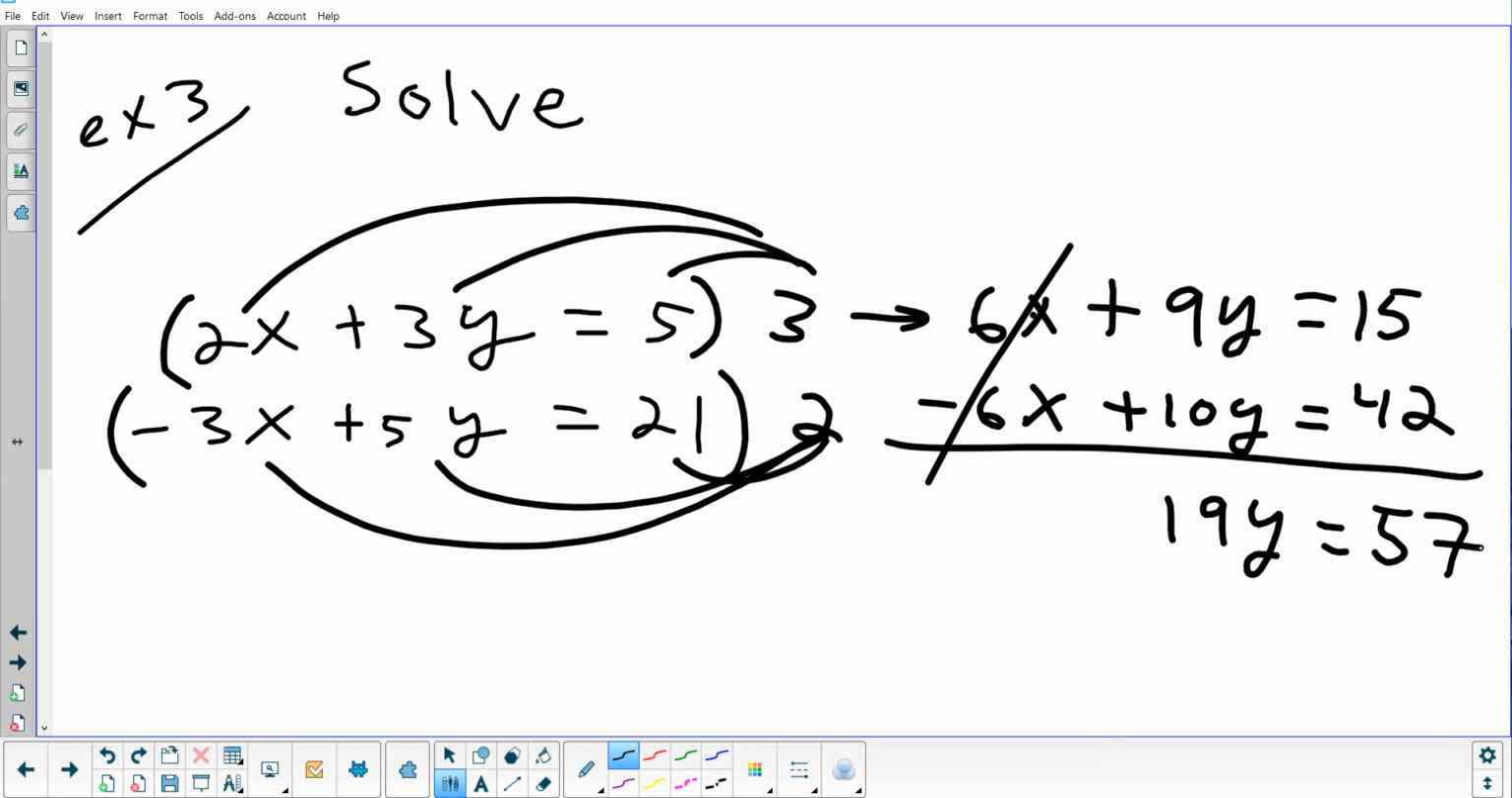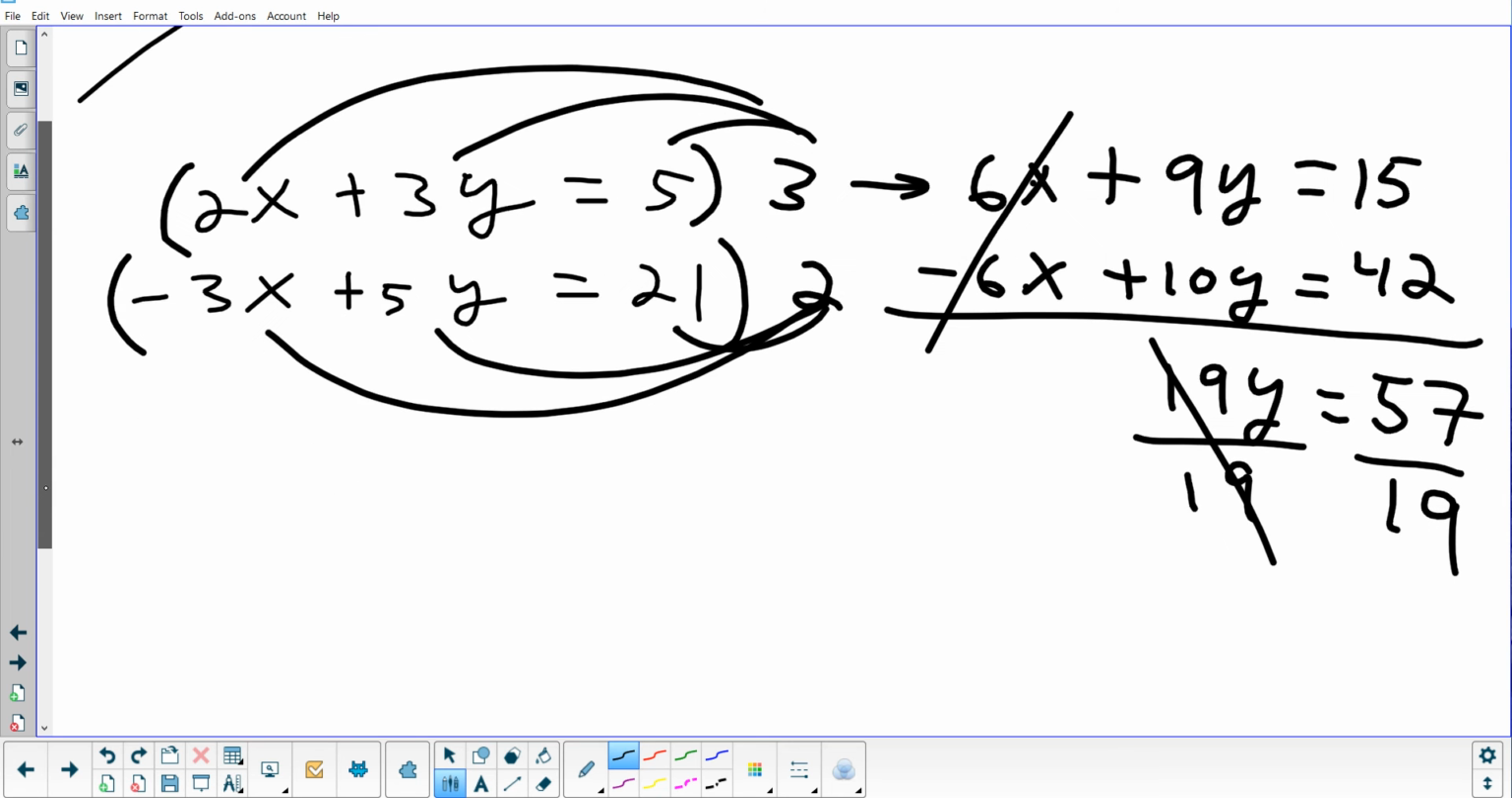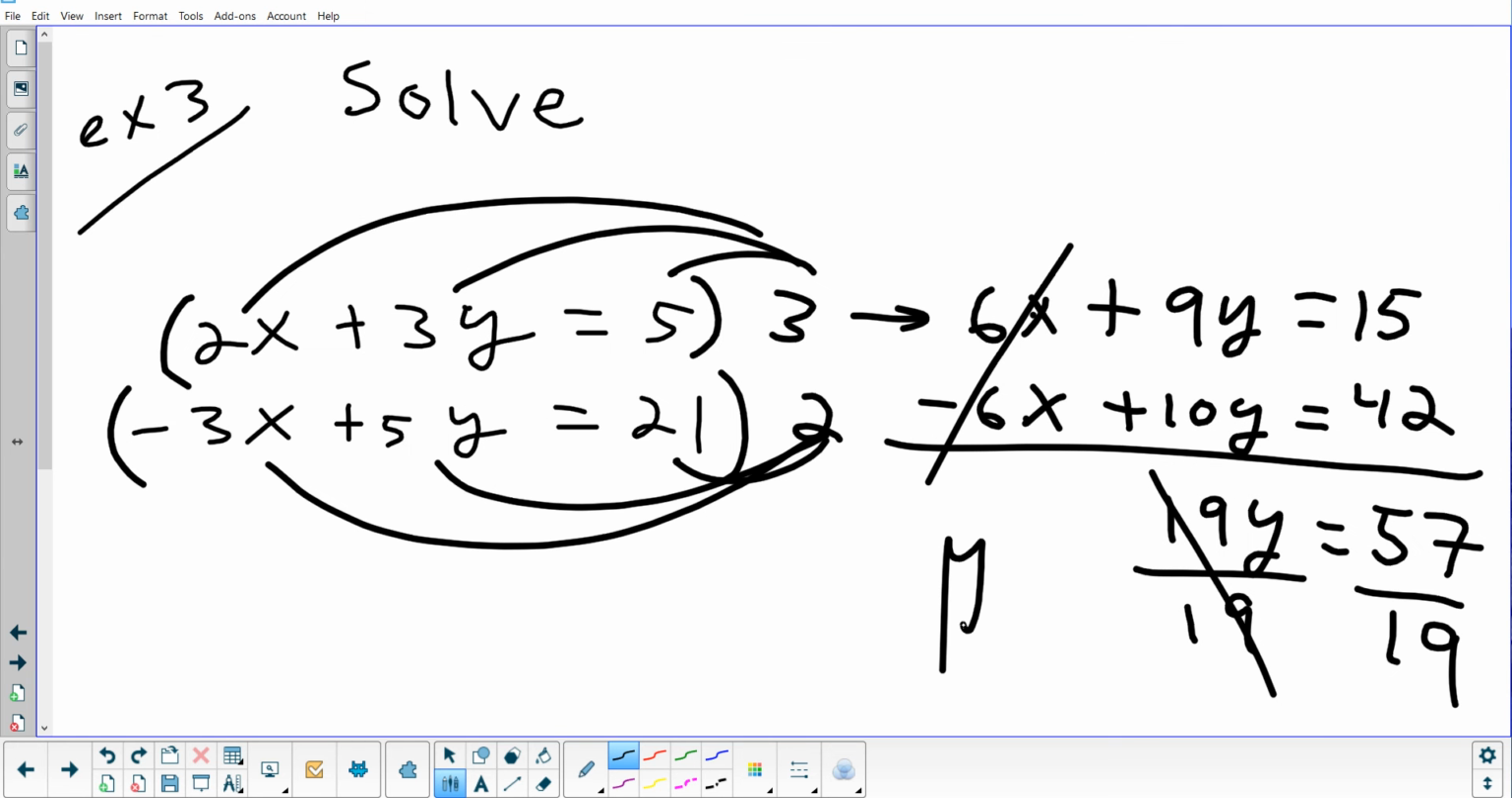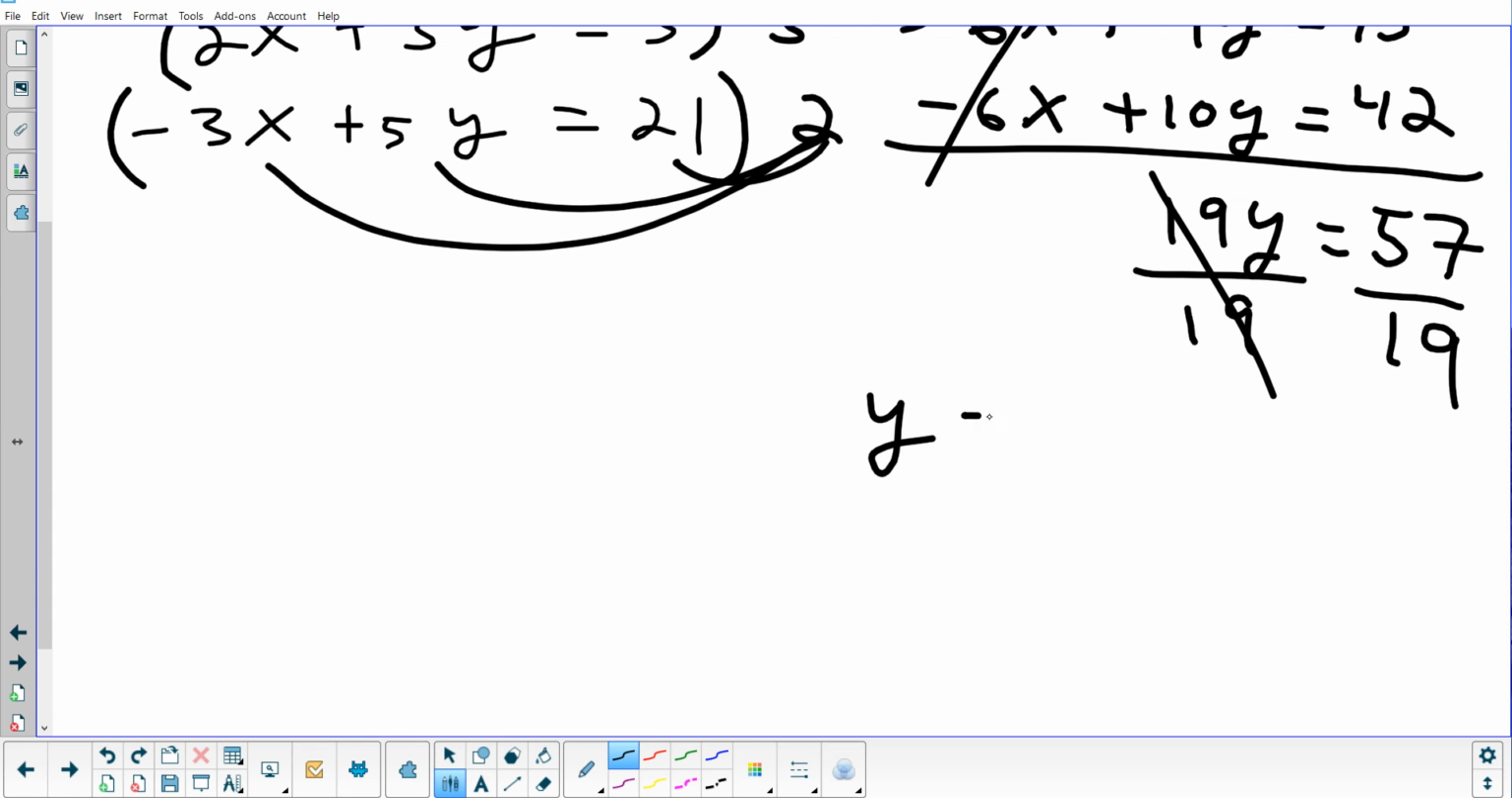Yeah, divide both sides by 19. And that does come out nice. What do we get for y? Yeah, 3. y equals 3.